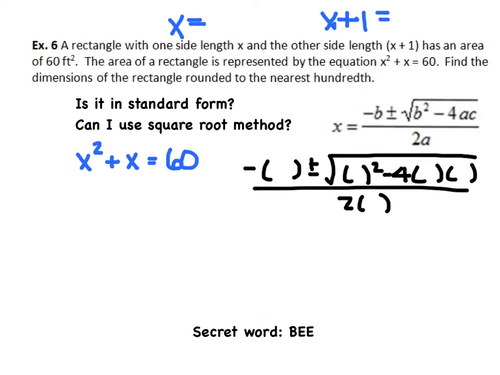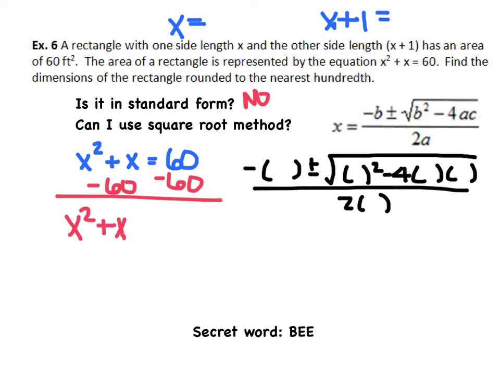Notice I have the problem written. First thing I ask myself is, is it in standard form? And the answer to that is no. 60 is not in the right spot, so I know I need to move it by subtracting 60. So I end up with x squared plus 1x minus 60 equals 0. Now it is in standard form. I cannot use the square root method because I have a bx. So I go straight to using my quadratic formula.